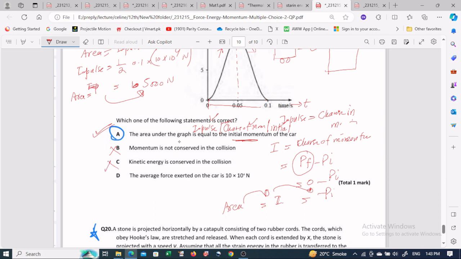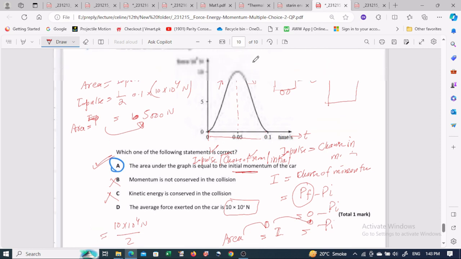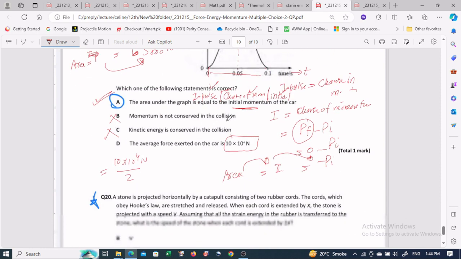Average force exerted is 10 × 10⁴, okay. So average force is not 10 × 10⁴, because if we take the average of force, it will be equal to 10 × 10⁴ divided by 2, because average is the initial starting force plus the ending force, minimum force plus maximum force, over 2. We have to divide by 2, okay. So the minimum force is 0 and the final force is 10 × 10⁴.